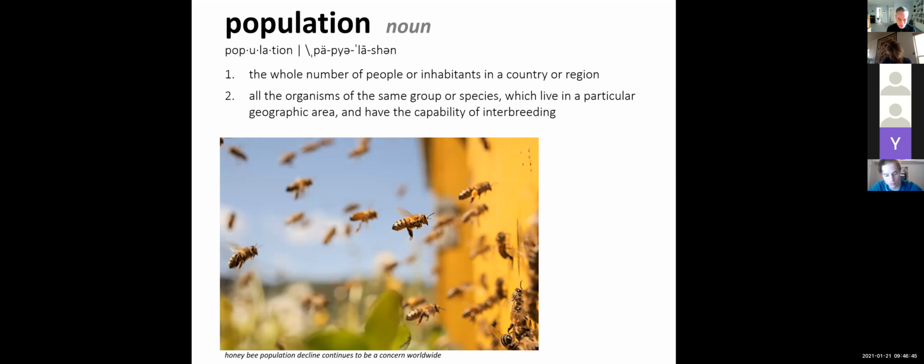And here we have our honeybees, and honeybee population decline is something that's been talked about a lot in the news over the last few years because it's a concern worldwide in terms of pollinator populations, and specifically honeybees have been under threat. So when they talk about population, they're specifically talking about species of honeybee and how their numbers are declining.